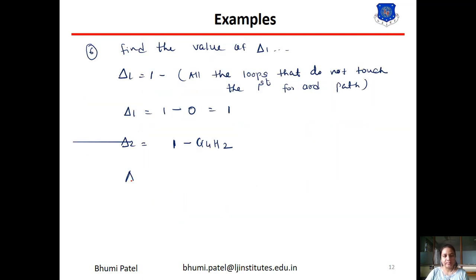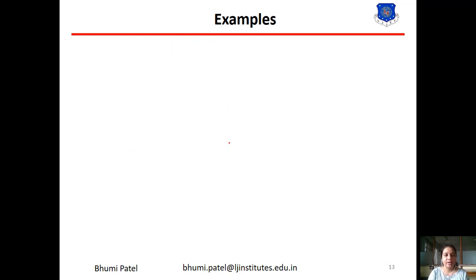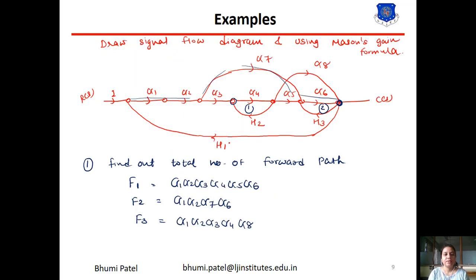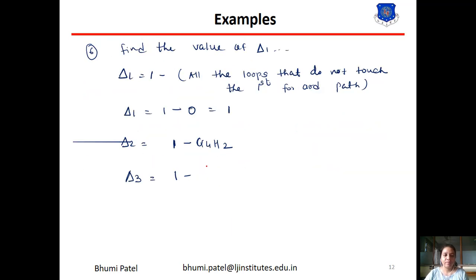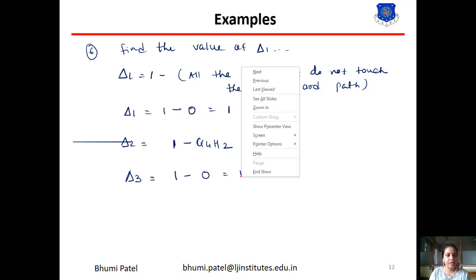Now the equation of delta 3 is equal to 1 minus all the loops that do not touch the third forward path. And here you can see that this is our third forward path, G1, G2, G3, G4 and G8. All the loops touch the third forward path, so 1 minus 0 is equal to 1. So these are delta 1, delta 2 and delta 3.